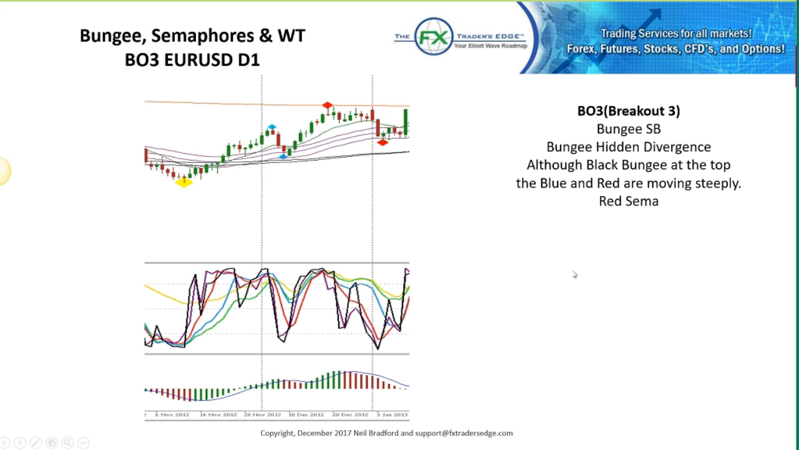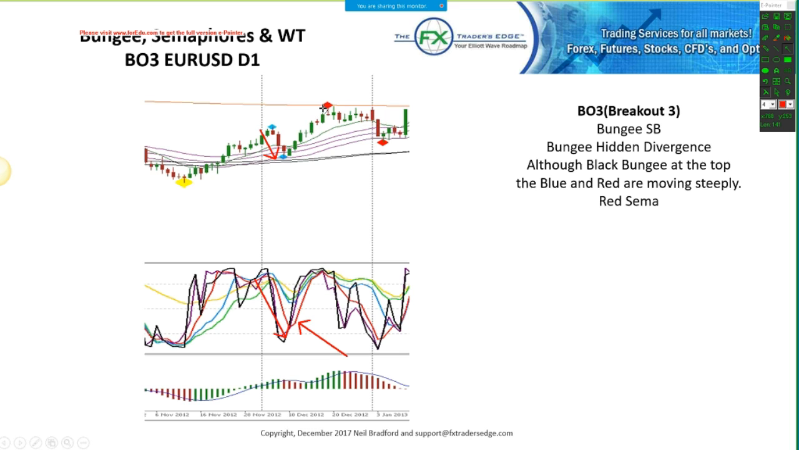Okay, let's look at some breakout threes. For a breakout three, we need a bungee stretch away on the move down. There it is. A bungee snapback. All the strands turn back up. Certainly red and blue. Green if it's involved in the stretch away, but red and blue we're looking for. And that should be a good breakout three.